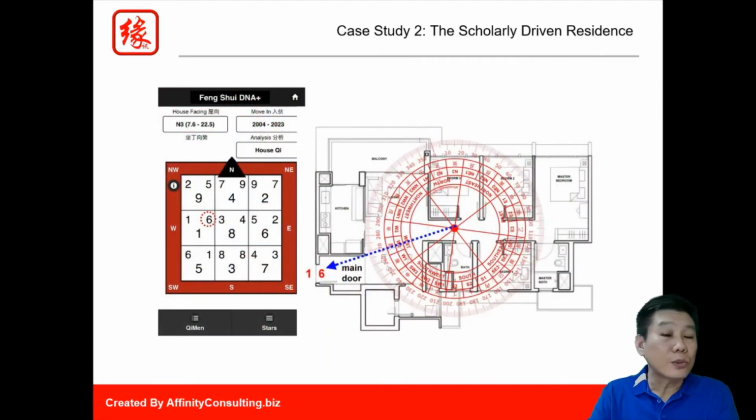Let's dive into its floor plan. Based on the floor plan of the north-facing home, the main door, which opens in the west sector of the home, generates long-term wealth opportunity and growth, and is generally more supportive towards those in the academic, coaching, or scholarly fields, such as those in research and development, teaching, or education.